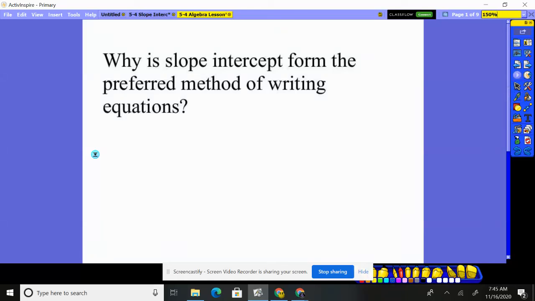Right, let's take a look at these questions we have. Why is slope-intercept form the preferred method of writing equations? Why do we always want it in slope-intercept form? And that's the form y equals like 3x plus 7. Why do we like that?